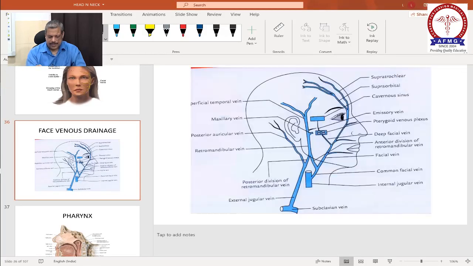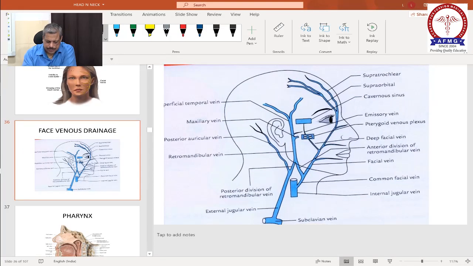Clear? Look at this image. I am talking about this. This is the deep facial vein, which is connected to the pterygoid venous plexus. And this pterygoid venous plexus is connected to the cavernous sinus of the brain via the emissary vein. So blood can flow in either direction. Usually blood flows in the direction of gravity, from above downward, but it can also flow upward, because all emissary veins are valveless veins. Clear?